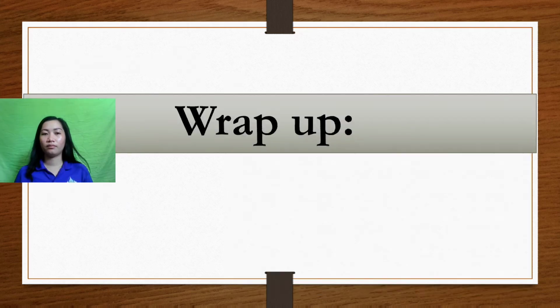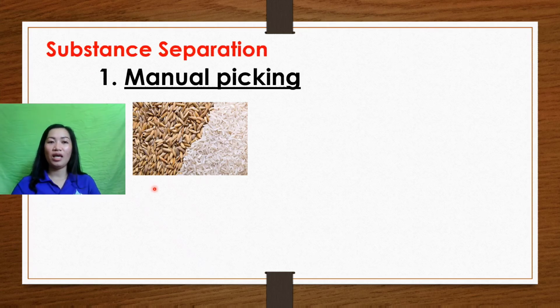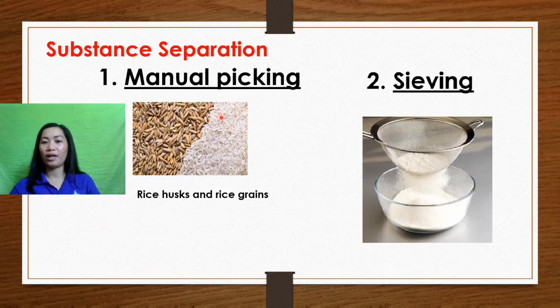And so let's wrap up everything. We have different ways of mixture separation. The first one is manual picking. This is separating one solid from another solid. Manual picking, solid to solid. And we also have number 2, sieving.